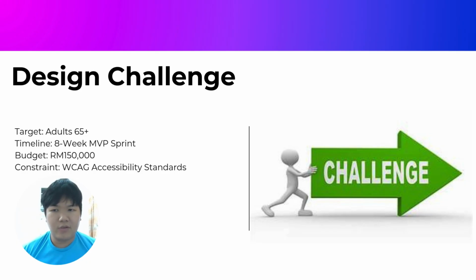We are facing a strict set of constraints. The target audience is 65 and older with varying tech literacy, and a massive time crunch with only an 8 week design sprint for the MVP, and a limited budget of RM150,000. These three constraints create a high pressure environment where the temptation is to cut corners on research or to save time. However, I will argue that for this demographic, prioritizing accessibility over speed is the only way to success.